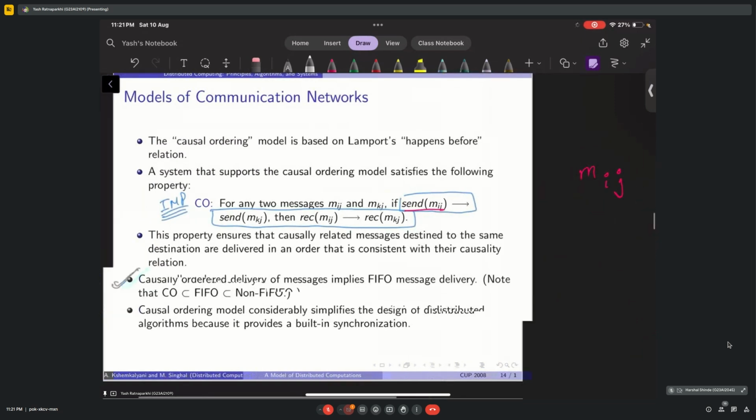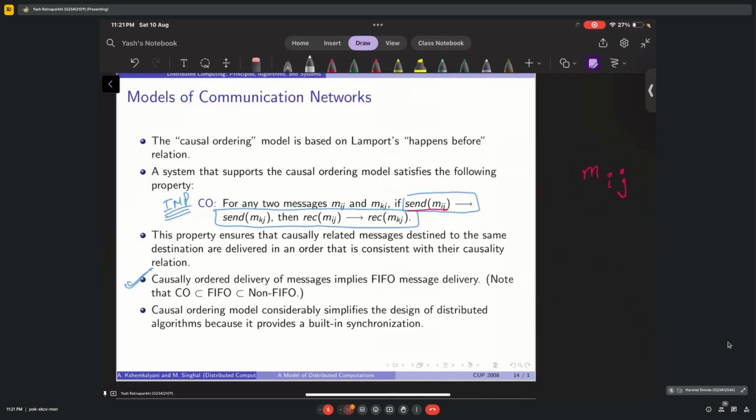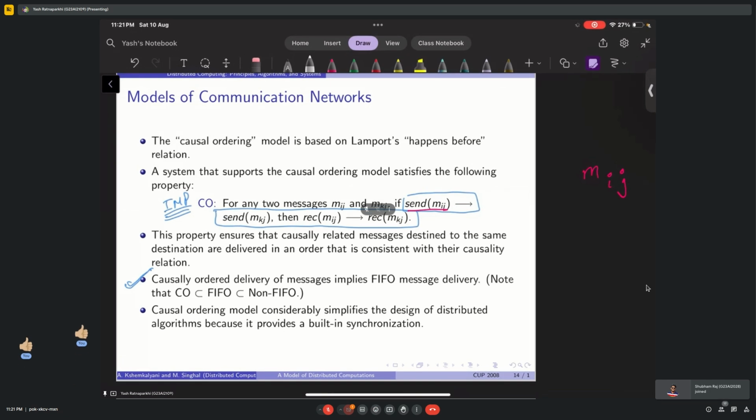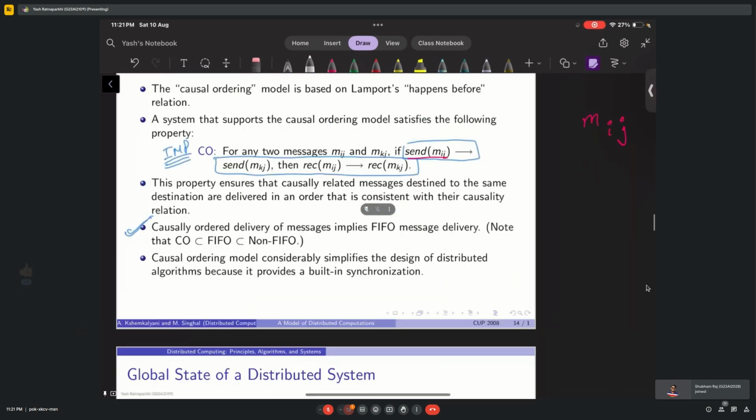This is not something new; it is a very basic understanding. It has just been formulated in a formula and we think it is something different, but it is exactly the same as what we know. This property ensures that causally related messages destined to the same destination are delivered in an order consistent with the causal relationship.